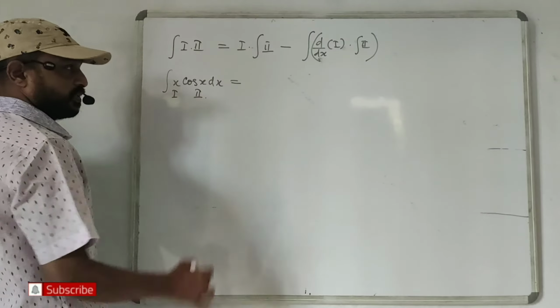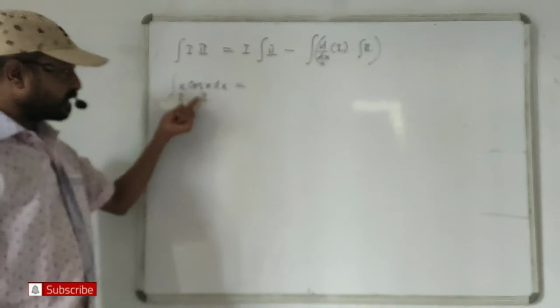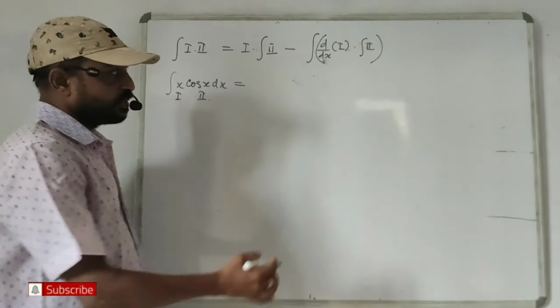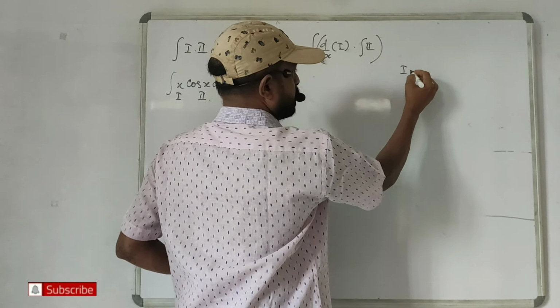and cos x is the second function. See here, how will you choose the first and second function? For that we can use the rule ISIATE.